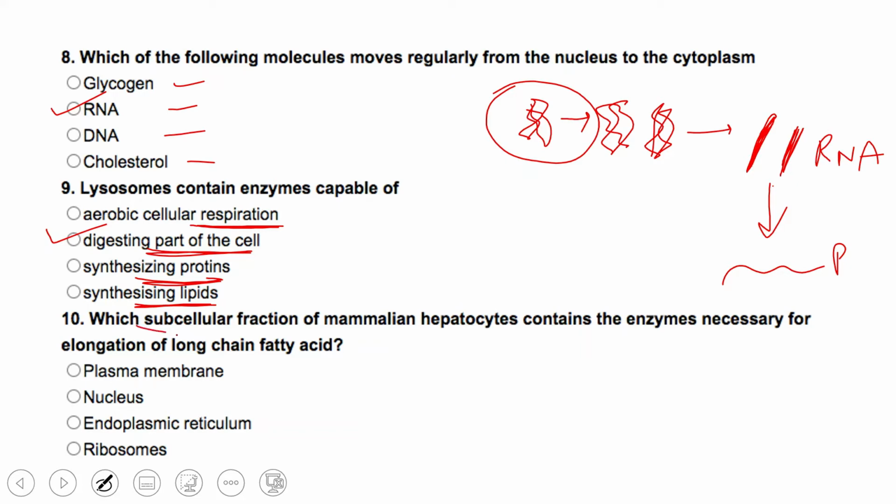A subcellular fraction means when you subject a cell to density gradient centrifugation or fractionation, which subcellular organelle is responsible for the elongation of long chain fatty acids. So in simple words, they are asking which organelle is responsible for the elongation of long chain fatty acids. We have just discussed this. This is endoplasmic reticulum.